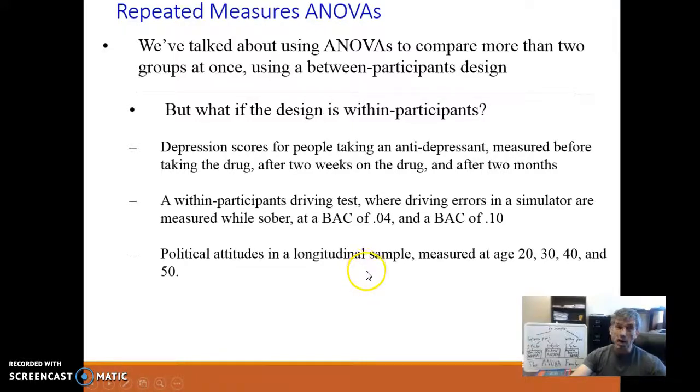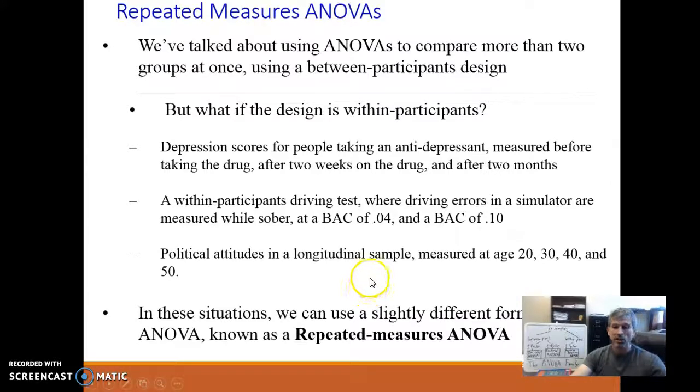Those kinds of studies are rare, but they do happen. And again, they're within participants. We're getting lots of measurements from the same folks. So in those contexts, again, we use what's called the repeated measures ANOVA. Repeated measures, you should be able to figure out what that name means: you're measuring the same people repeatedly over time. So hence the name.